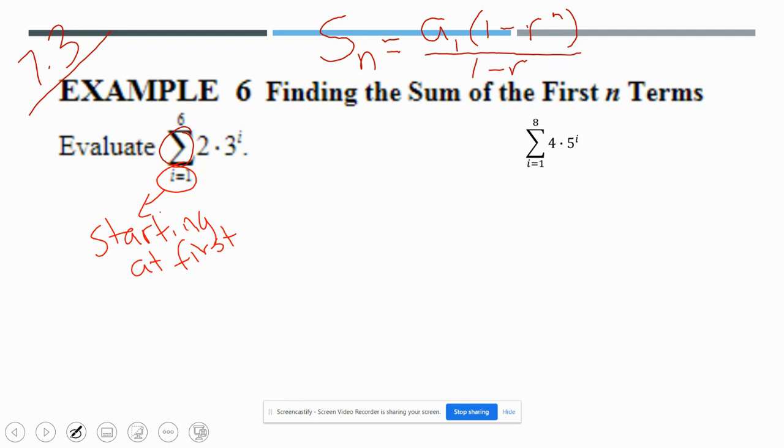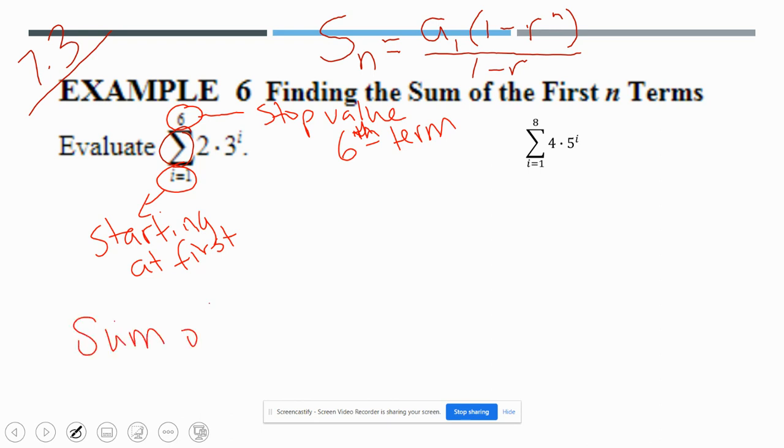Remember, the last time we looked at sigma, sometimes we weren't starting at the first term. Sometimes we were starting at the third term. 6 is our stop value, the sixth term. So in this case, we are finding the sum of the first 6 terms, because we're starting at the first term and stopping at the sixth term. So we have S sub 6.